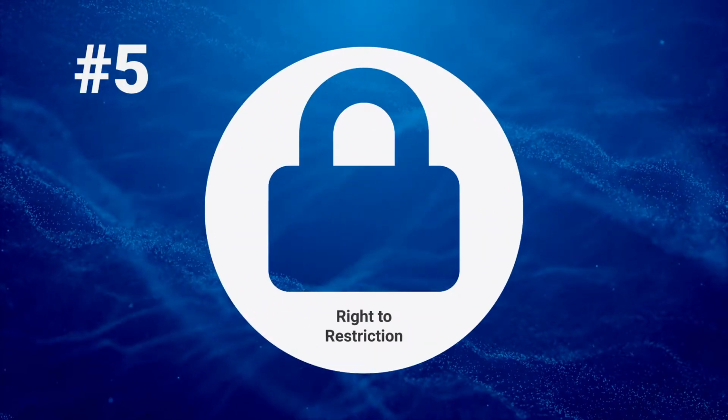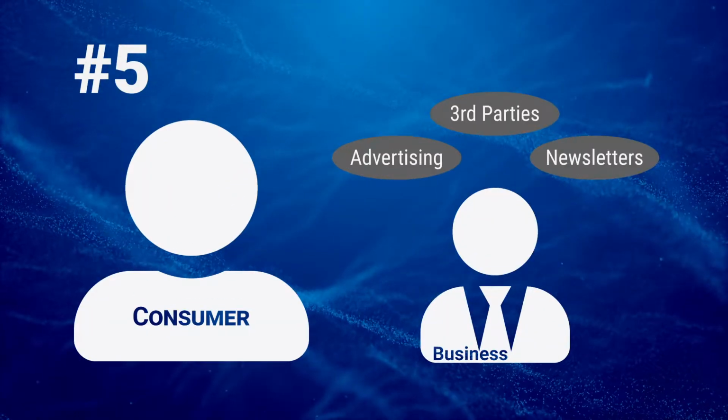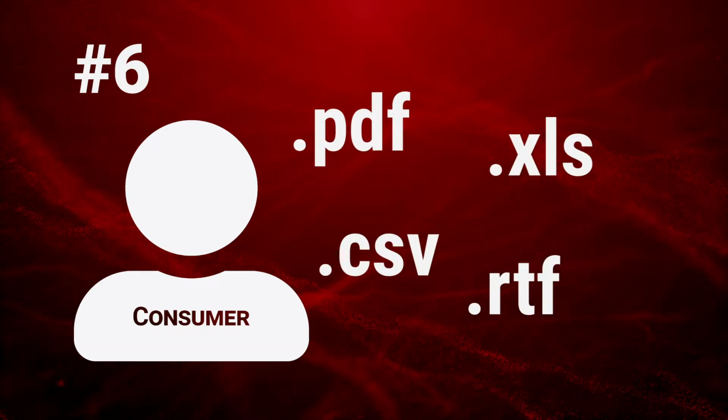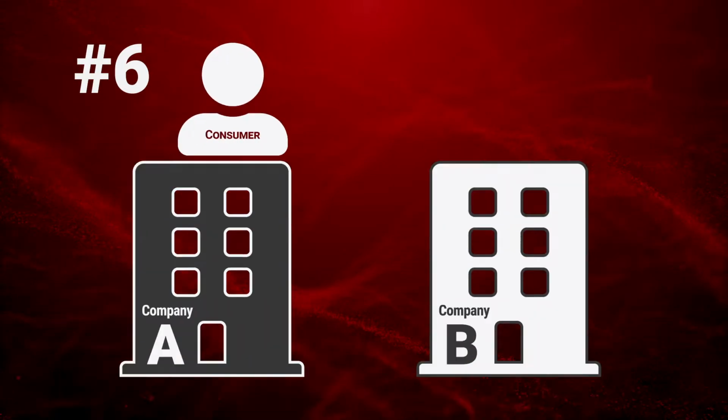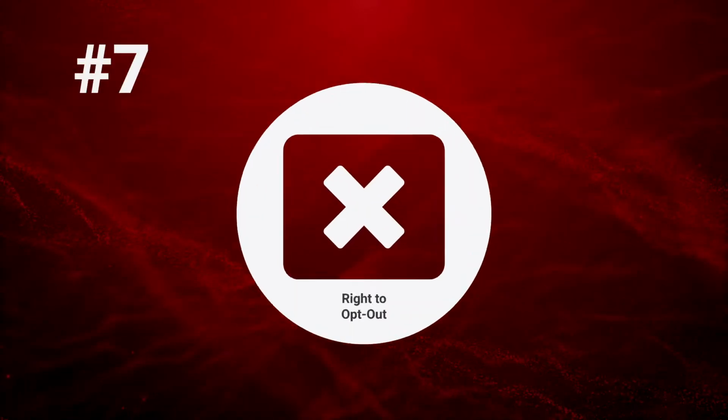Fifth is the right to restriction. This would allow a consumer to limit a business's ability to process their personal information. Sixth is the right to portability. This is the right of consumers to request that their personal information be disclosed in a common file format. For instance, if a consumer wants to transfer their account to another business, they could transfer all of their information as well.